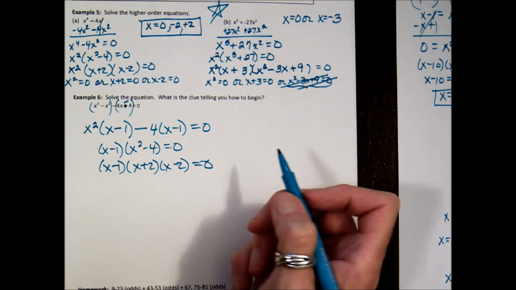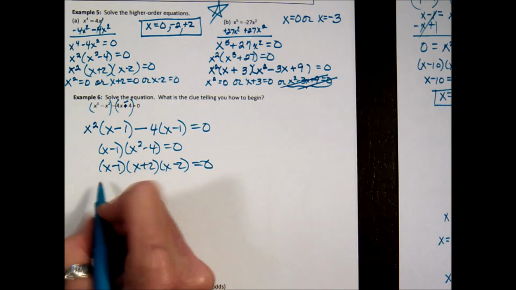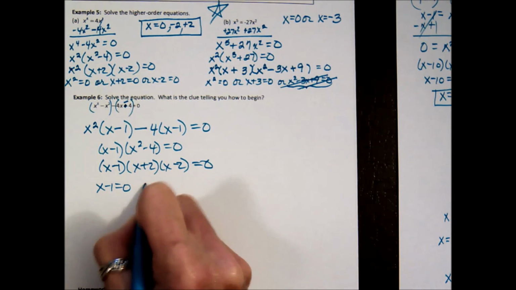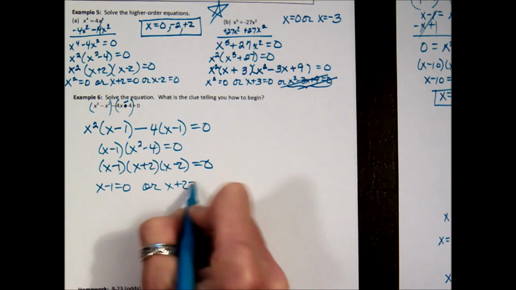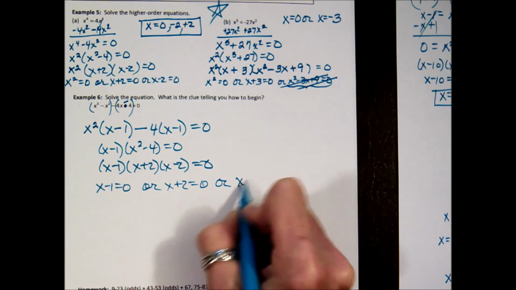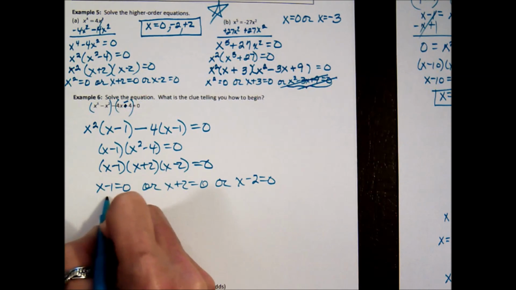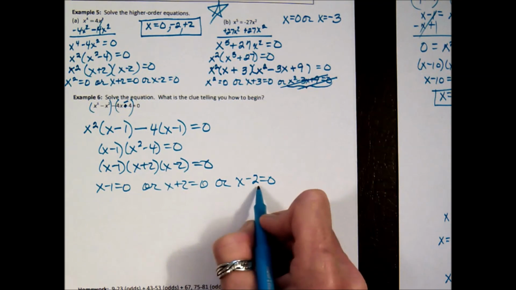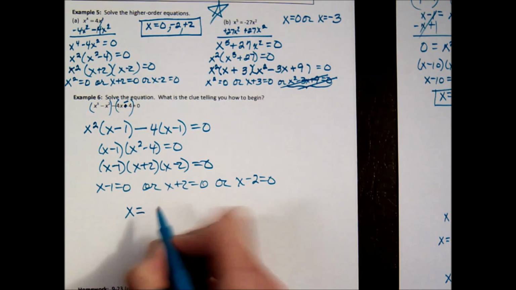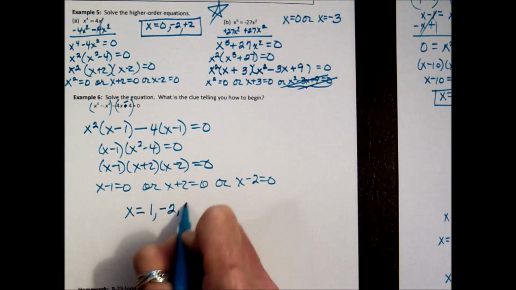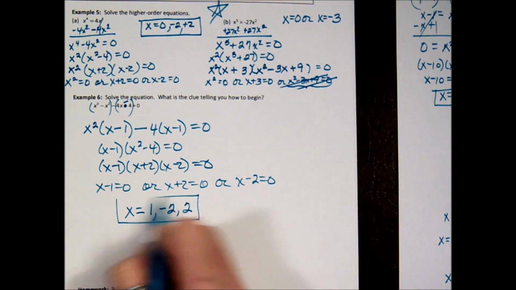And now I set each of them equal to 0 using that zero factor property. And when I solve by adding a 1 here, subtracting a 2 here, and adding a 2 here, I get x equals 1, negative 2, or positive 2. So I actually got 3 solutions there.